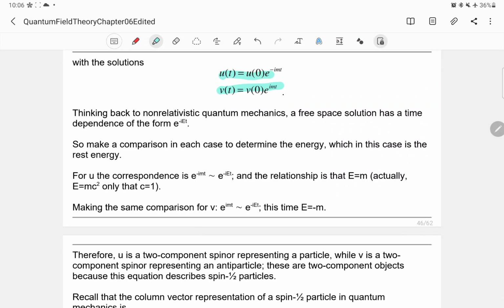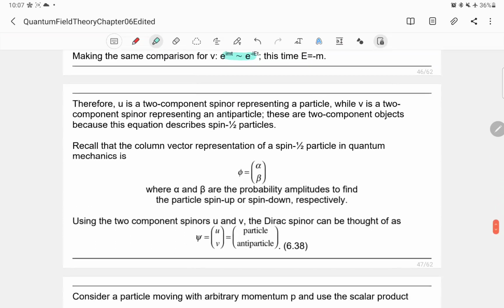If you recall non-relativistic quantum mechanics, a free space solution has a time dependence of the form e to the negative iEt. So if we make some comparison, in this case for the rest energy, the correspondence is this one here. This means that E is equal to m. Actually this is equal to mc squared, but in natural units c equals 1, and for the antiparticles you have also this.